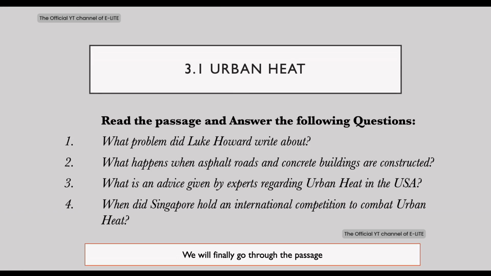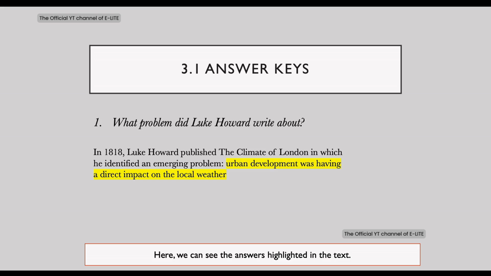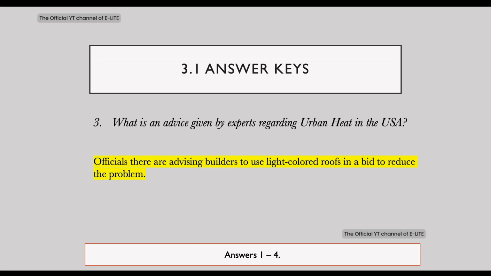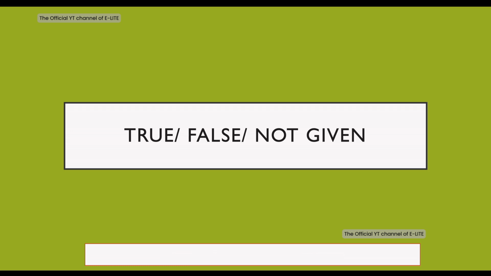We can now go through the passage. Can you see if you can spot these answers in the passage? You can simply underline the answers. These questions are there to help us better understand the text. Here we can see the answers highlighted in the text and answers 1 to 4. Having a deep understanding will set us up nicely to tackle the true, false, not given questions.